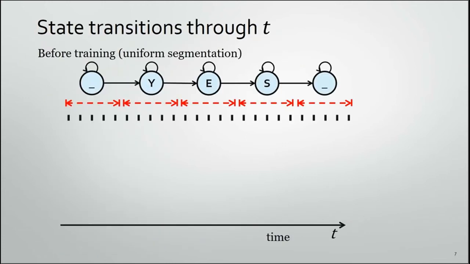Now, before the training begins, after the spectral analysis is done, we don't know in reality how long the HMM stays in each of the states. One simple initial guess is to assume that the HMM spends an equal number of time steps in each state. That's why it's called uniform segmentation. So the entire time interval from here all the way to here is segmented into equal segments.